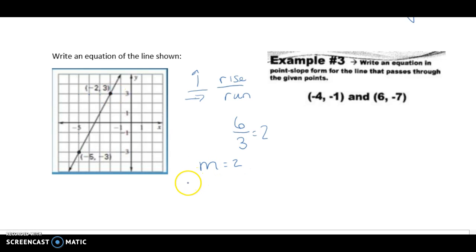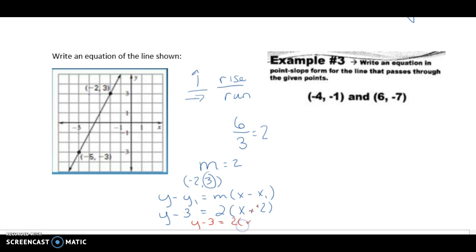Now I can take either point, so I could do (-2, 3). Let's go ahead and do that one. So I'm going to have y minus y1 equals m times x minus x1. So that would be y minus the 3, which is positive, equals my 2, which is my m, and then x minus a -2, which of course we're not going to leave as minus a negative, we're going to end up with that as a positive. So y minus 3 equals 2 times x plus 2 is going to be final form.